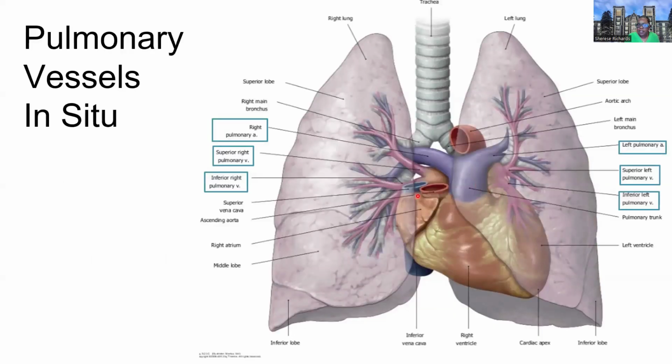Here's how the pulmonary vessels look in situ, so kind of the way they are without the heart removed. So we can see the pulmonary trunk, pulmonary arteries. These are entering the lung at the hilum, and then pulmonary veins in the lighter pink coming back. Notice how they're all going to the left atrium, right? All four of these going towards the back of the heart, the base of the heart, towards the left atrium.